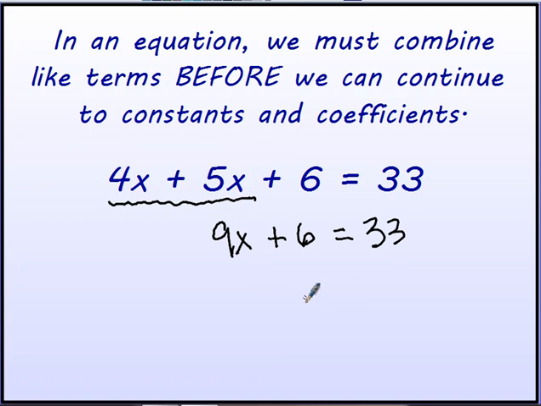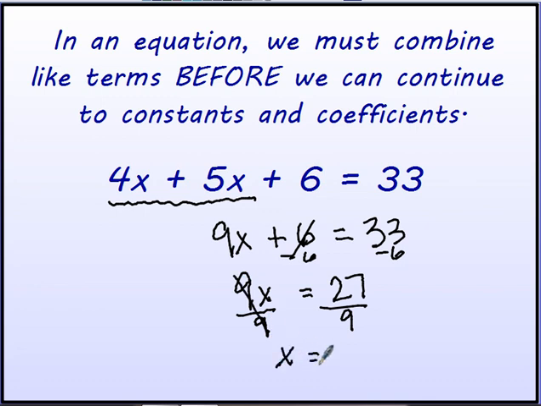Now I can take care of my constant, then my coefficient. My constant is this plus 6, so I'm going to subtract 6 from both sides, of course. Those cancel. And I get 9x equals 27. Dividing by my coefficient, 9 over 9 goes to 1. And I get x equals 3. This is my final solution.